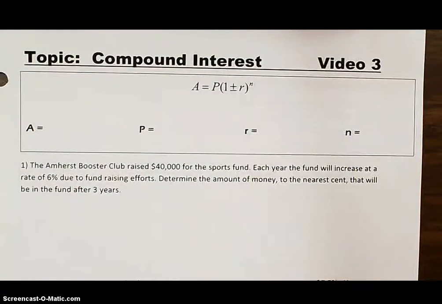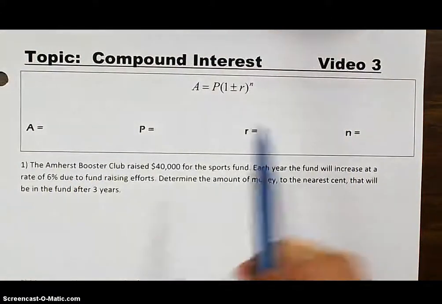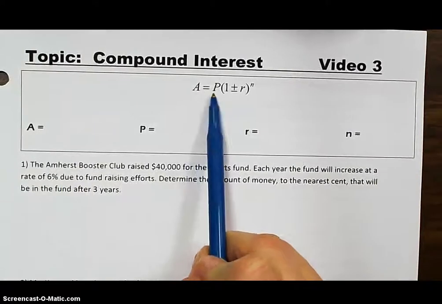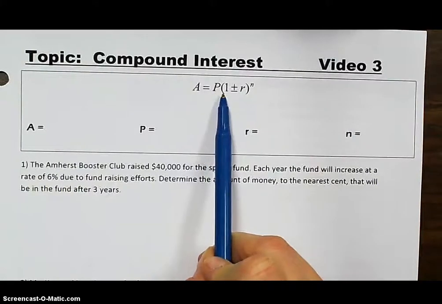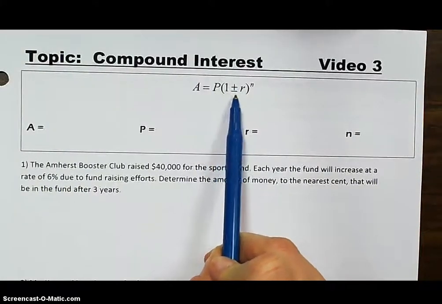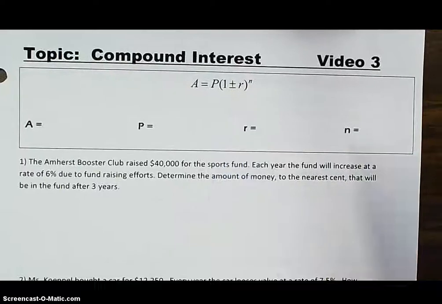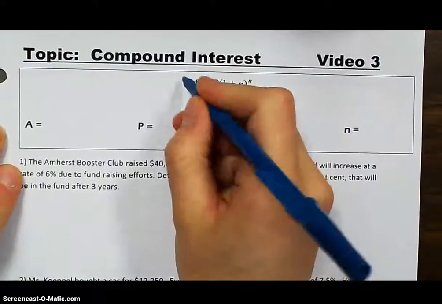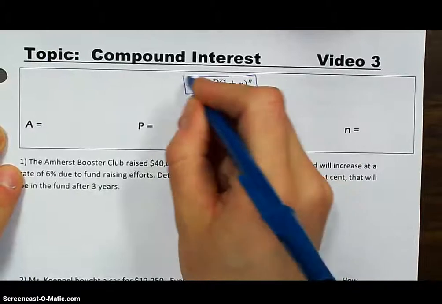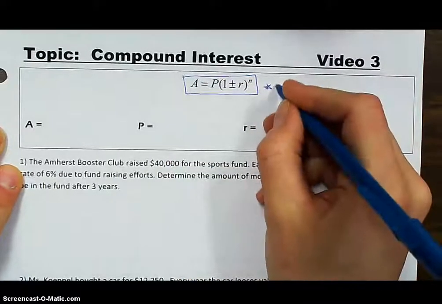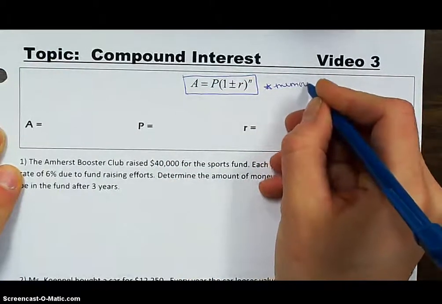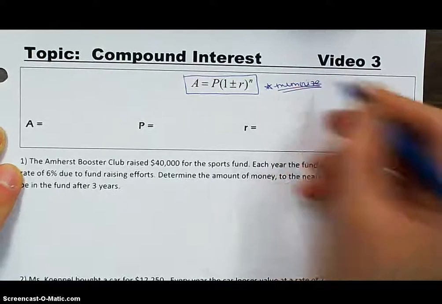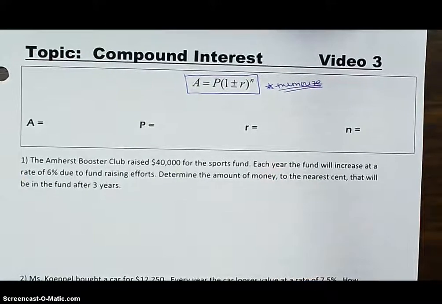We're going to start by looking at the compound interest formula. A equals P, parentheses, 1 plus or minus R, all raised to the n power. Here's the breakdown of what that is. This is a formula that unfortunately we are going to have to memorize. However, we are going to use it enough that it's going to become second nature to you.